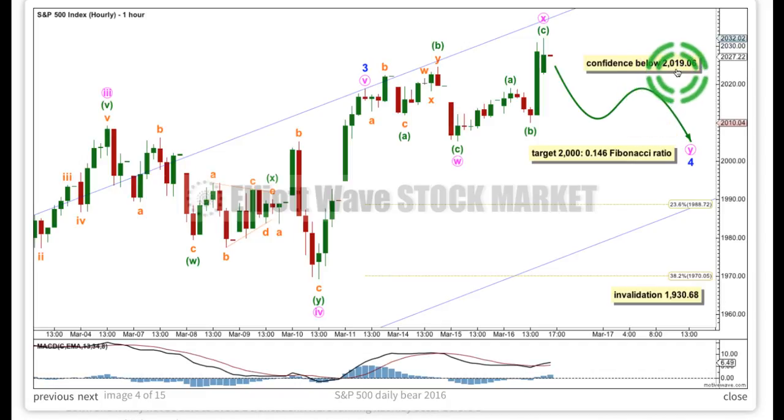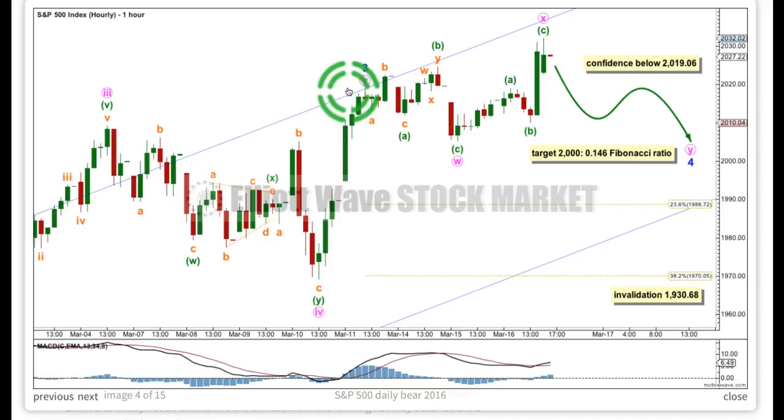If we see a new low tomorrow below 2019.06, I will have confidence in this hourly wave count at the hourly chart level. I will have confidence that the consolidation that I am labelling minor wave 4 is not over and should continue sideways for another 2 or 3 days. The invalidation point at the hourly chart level is the same as at the daily chart level.